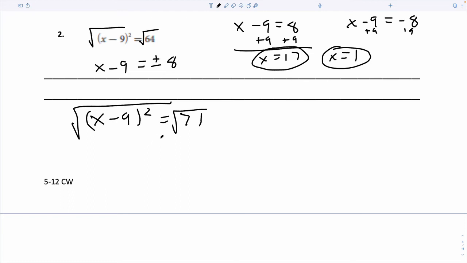How come on the 64 when you throw that in, plus or minus 8, you got an x and 9 minus 9? Oh my god.